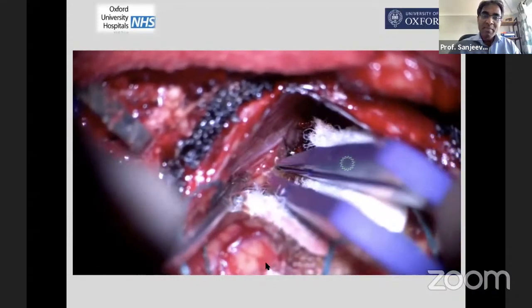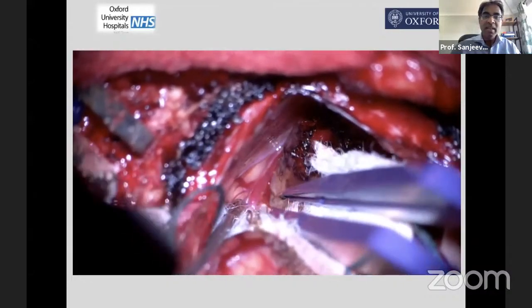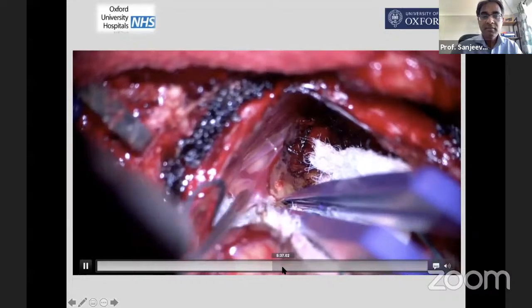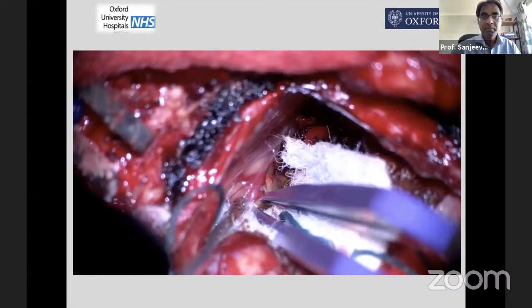Coming up top, I'm expecting big feeders here as well. I know from the angiogram there are big SCA feeders. That's a branch going into it that I've just taken.